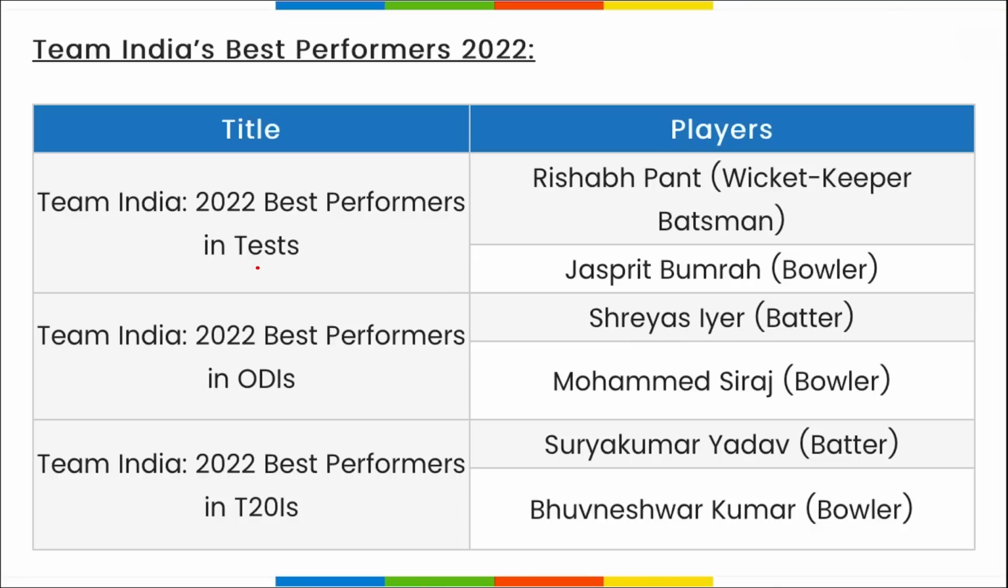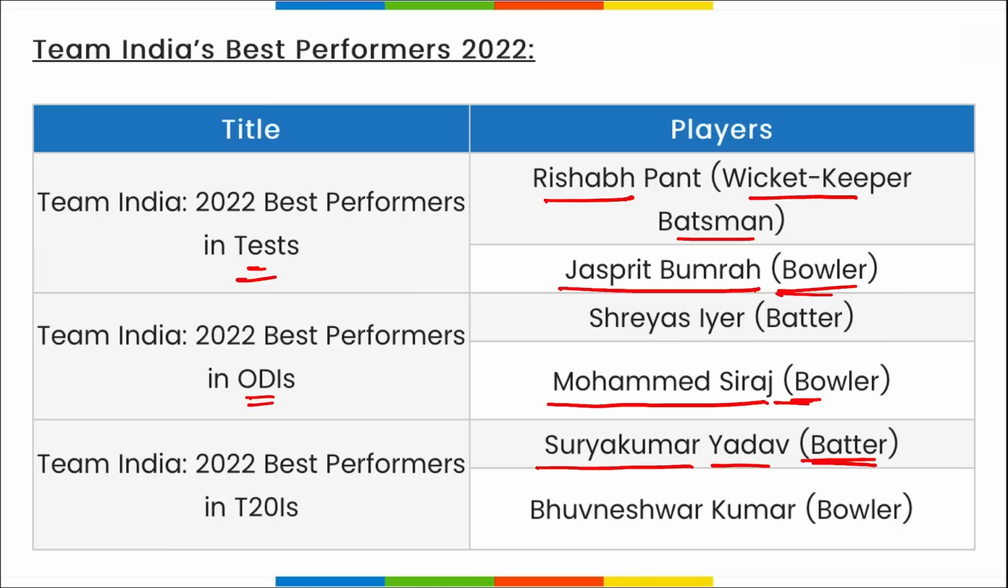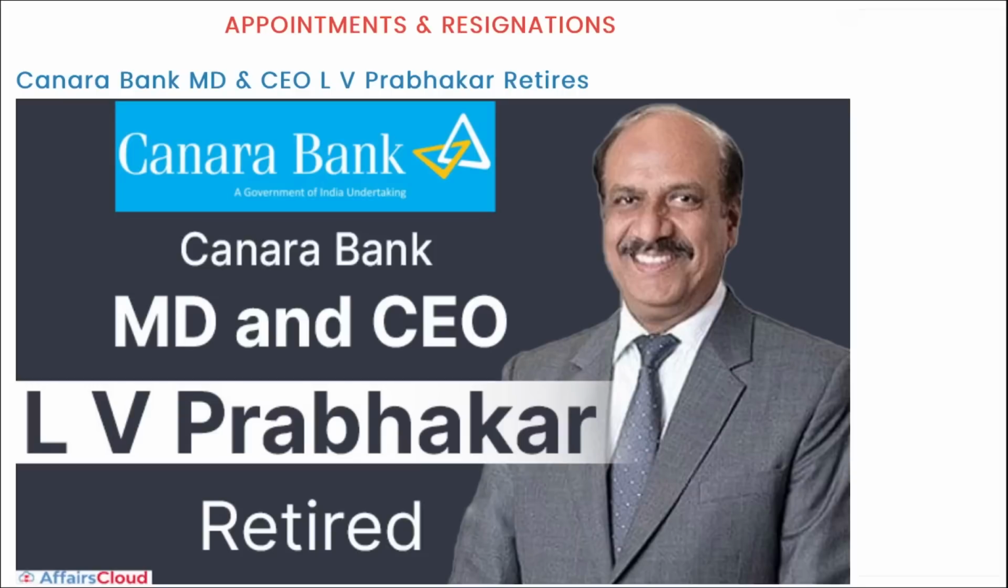Here you can see in Test, Rishabh Pant, wicketkeeper and batsman. Jasprit Bumrah was the best bowler. In ODI, that is One Day International, Mohammed Siraj is the best bowler and Suryakumar Yadav is the best batter. And in T20, Bhuvneshwar Kumar was the best bowler. Alright.